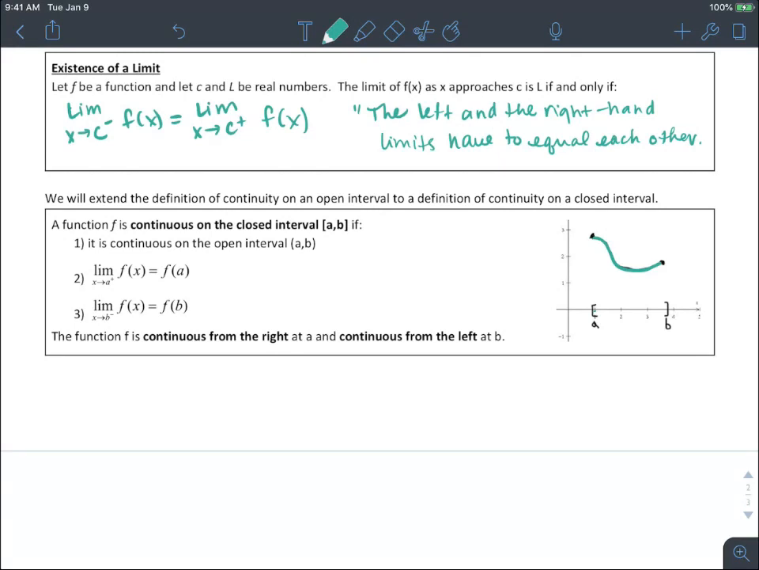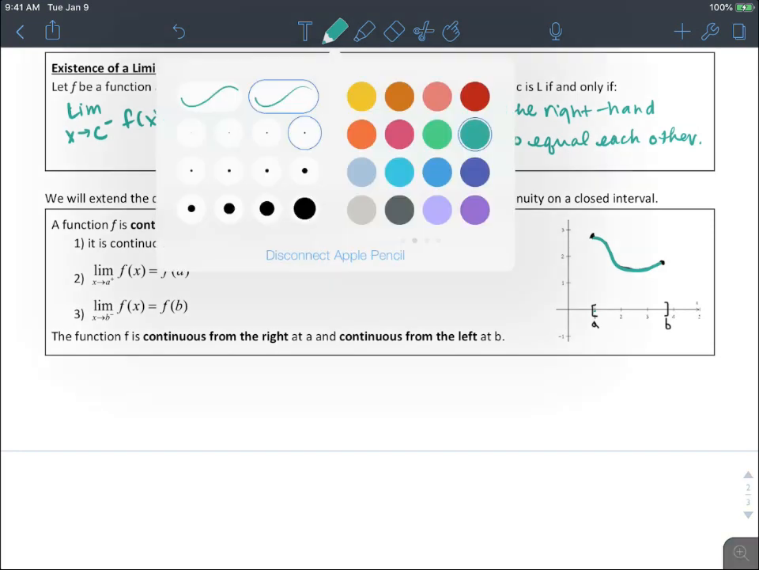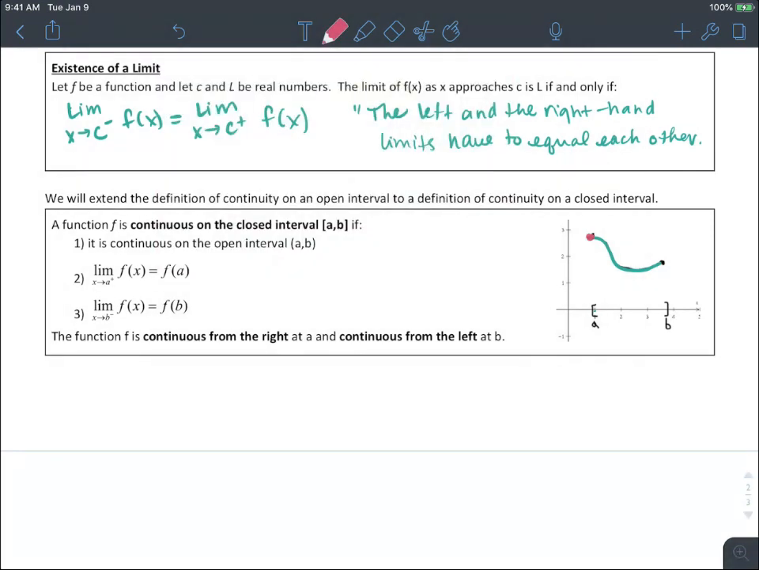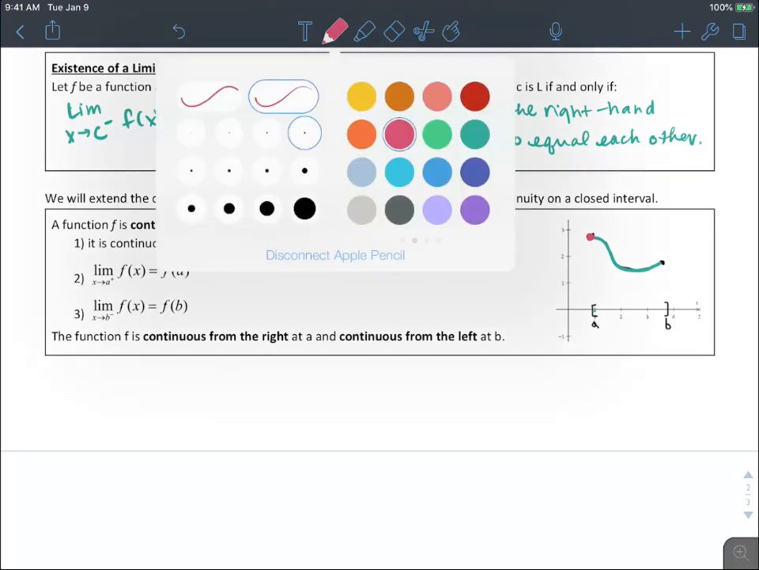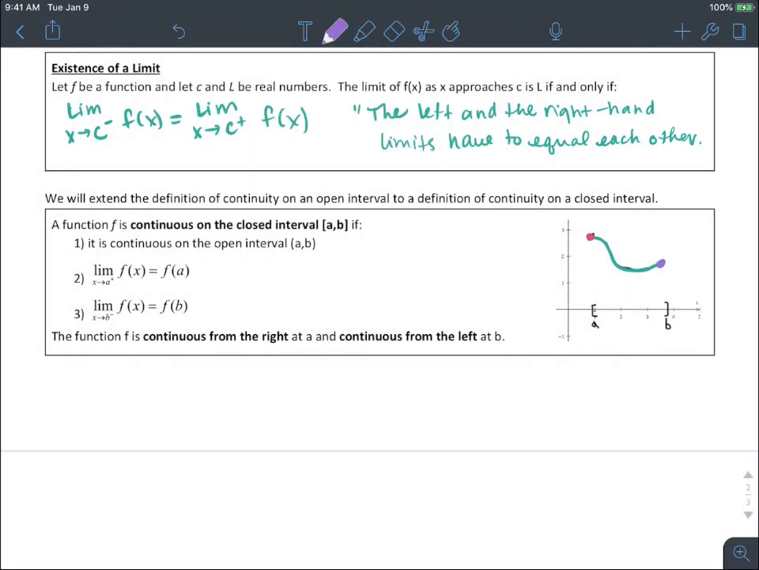So that would be this. On the right, if I approach that value, and on the left, if I approach this y value, then I know that I'm continuous at the points. What it's basically saying is that you're continuous on the inside, the open interval, and then these two tell us about the endpoints. Okay? And that is it for today.